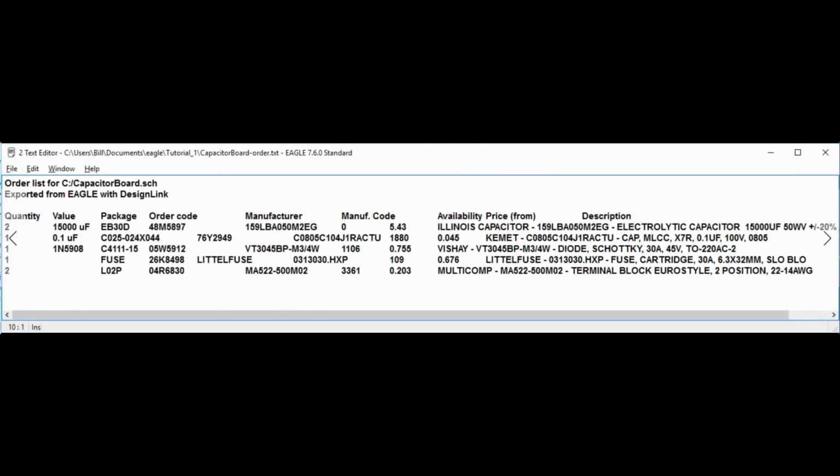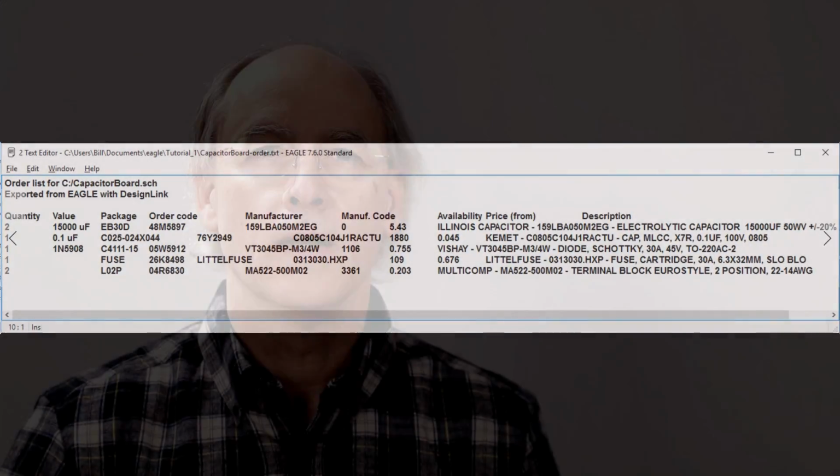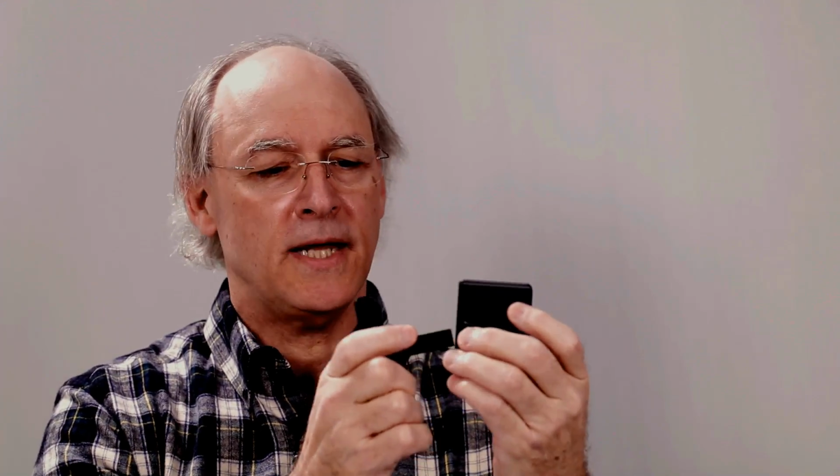This is a parts list for the board. The total cost to build this board is around $30. I 3D printed a case to hold the board. It is printed in two pieces that easily snap together.